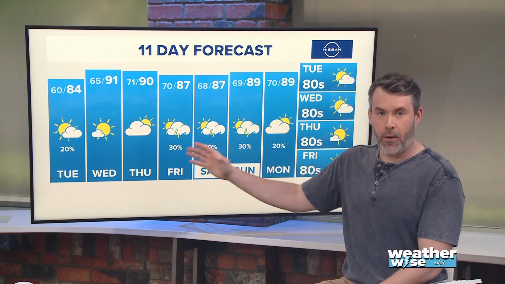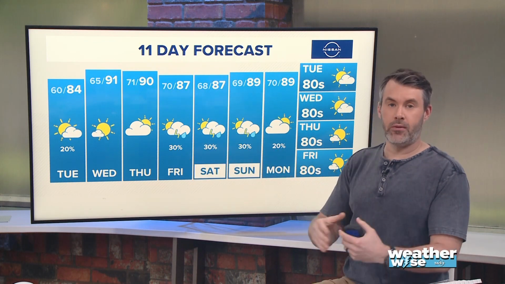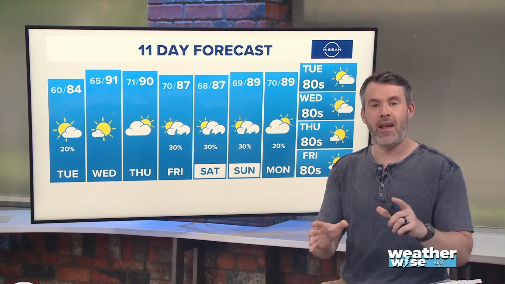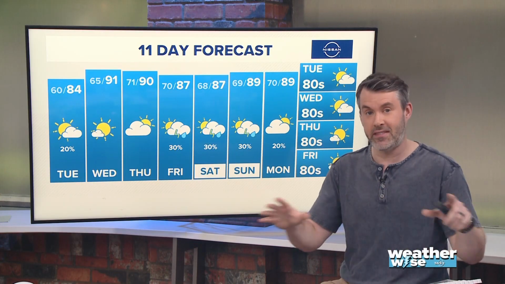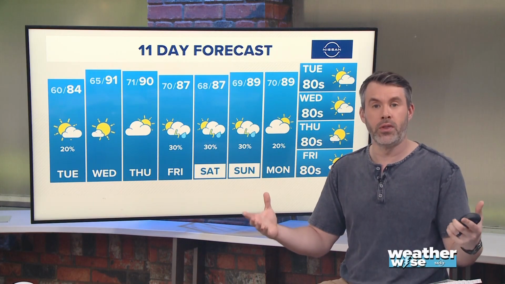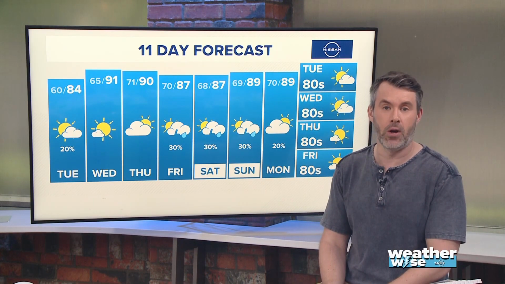However, the farther that you get down the road with your 10, 11-day forecast, your confidence goes down as a meteorologist if it's a very active weather pattern. If it's a stagnant weather pattern and we just have an area of high pressure or a heat dome over the region for the next 10, 11 days, that's a very easy forecast to look over.